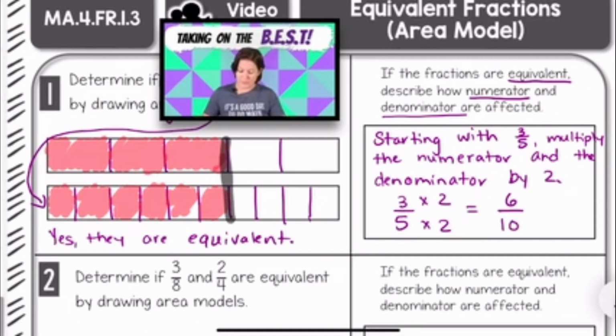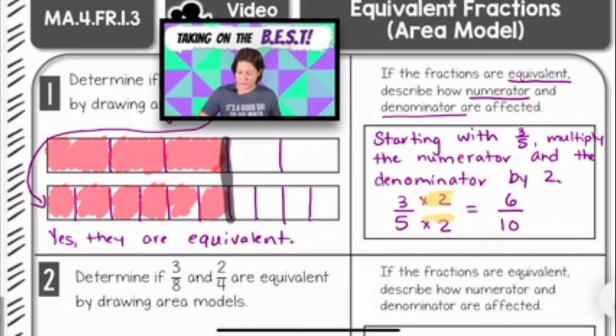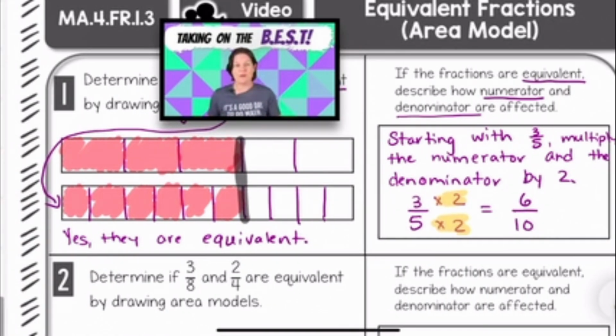10. Okay, when we multiply the numerator and the denominator by the same number, which in this case is 2, by times 2 and times 2, we get an equivalent fraction of 6/10. All right, so go ahead and copy down all these notes, and then let's practice number 2.